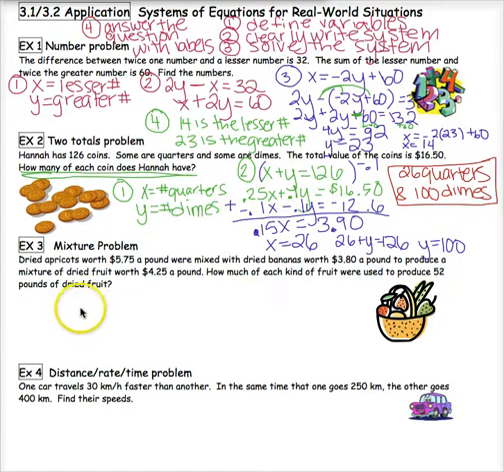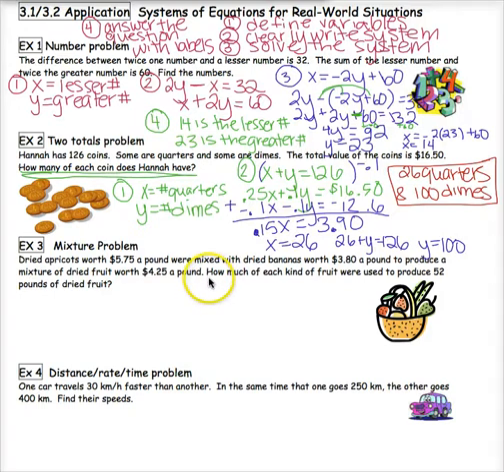Example 3, a mixture problem. All right, dried apricots worth $5.75 a pound were mixed with dried bananas worth $3.80 a pound to produce a mixture of dried fruit worth $4.25 a pound. How much of each kind of fruit were used to produce 52 pounds of dried fruit?